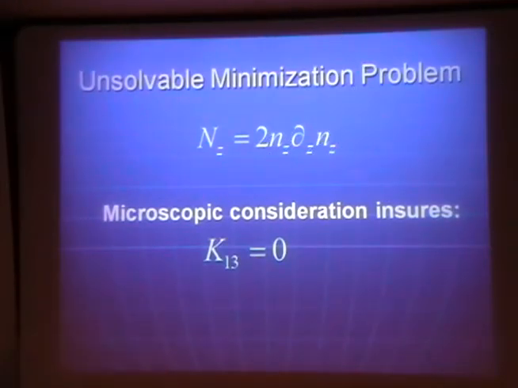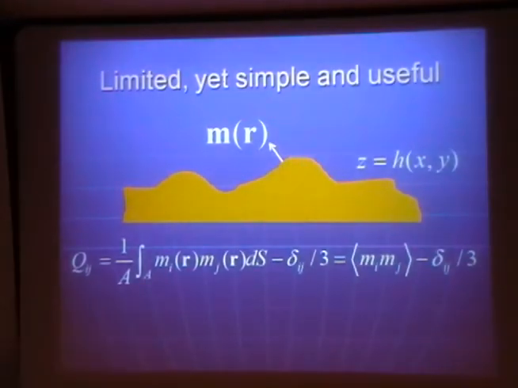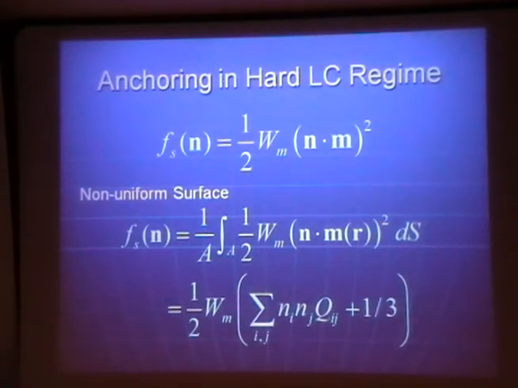This is because it is a surface-only integral, and you can assign whatever value you want. So there is no lower bound for the total free energy as long as K13 is non-zero. This is a big problem, but microscopic conservation shows that K13 equals 0, so you can just ignore K13. Having said that, we can now discuss what surface balance can do.